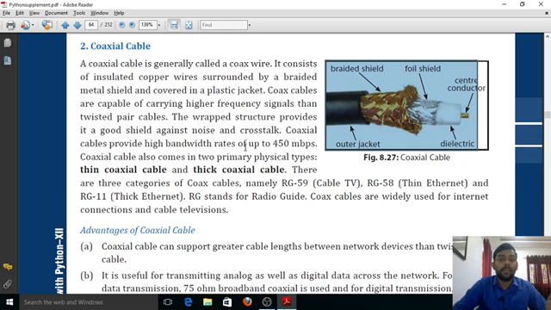Coaxial cable provides high bandwidth rates up to 450 Mbps. We have thin coaxial cable and thick coaxial cable, and 3 categories of coaxial cable: RG59 for cable TV, RG58 thin Ethernet cable, then RG11 thick Ethernet. RG stands for radio guide. Then coax cables are widely used for internet connections and cable television. You might have seen it, right? It's mainly used in cable internet connection and cable TV connection.